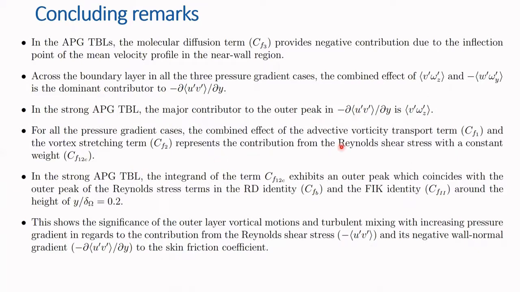And we saw that the combined effect of the advective vorticity transport term and the vortex stretching term can be seen as the contribution from the Reynolds shear stress with a constant weight. This particular term exhibits an outer peak, which also coincides with the outer peak of the Reynolds stress terms from the RD identity and the FAK identity, around 20% of the boundary layer height. This shows the significance of the outer layer vertical motion and turbulent mixing with increasing pressure gradient as it pertains to the Reynolds stress contribution to the skin friction coefficient.